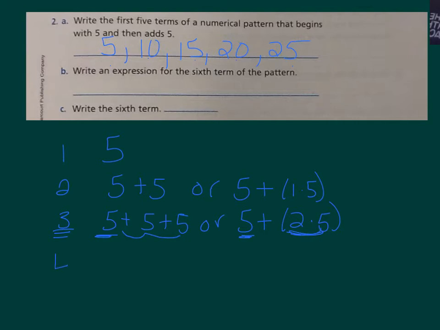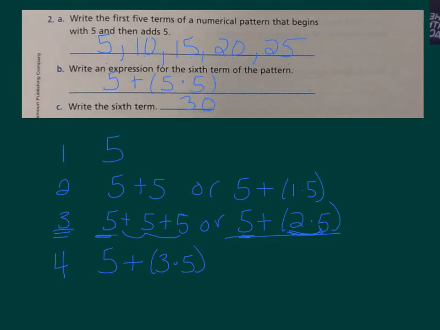So the 4th term then, let's jump right to this expression, we would know would be 5 plus 3 times 5. Go ahead and try to write an expression for the 6th term. You can pause your video. Check your work above. How did you do? Were you able to write an expression that showed that the pattern would be 5 and the 6th term would add 5 more 5, so 5 times 5, and that the 6th term was 30? I bet you did. Let's move on to something new.